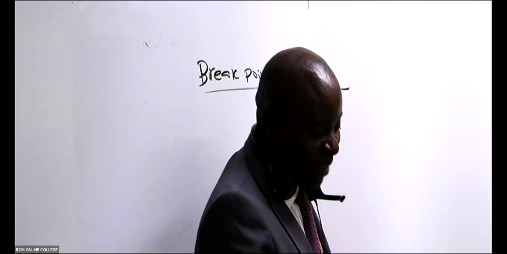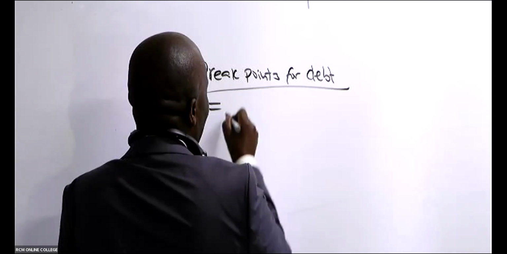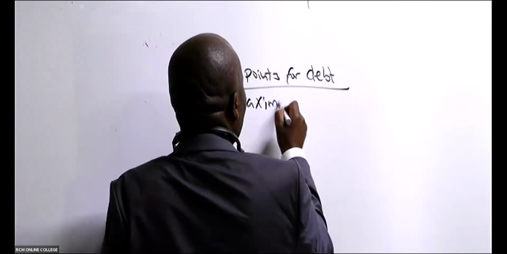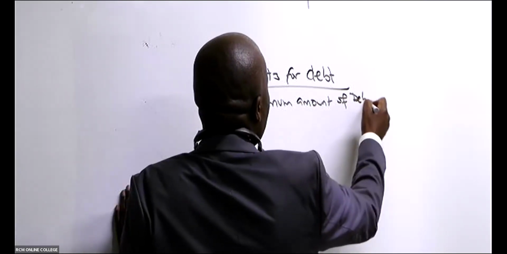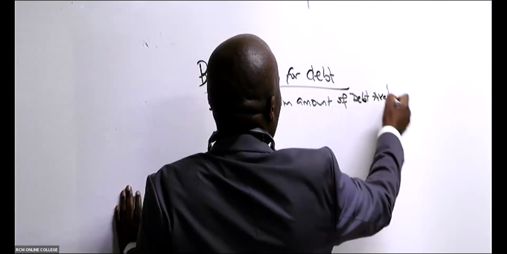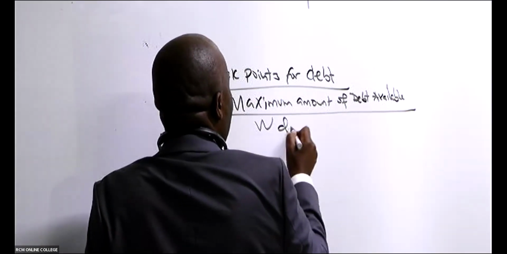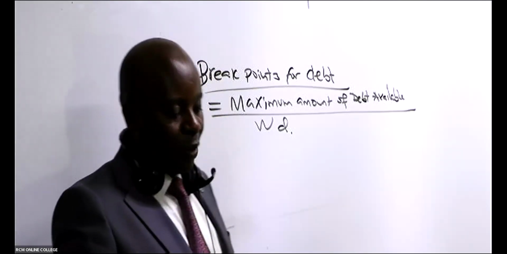So breakpoints for debt. Is there someone who can give me the formula? How do we get this breakpoint for debt? It's very easy. It will be the maximum amount of debt available, all over the weight of debt.